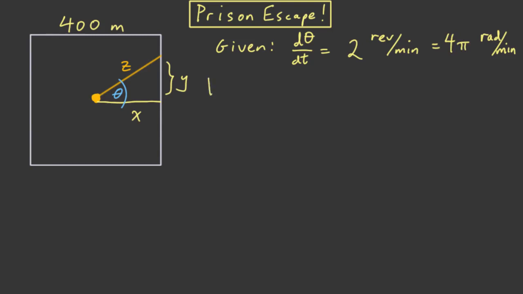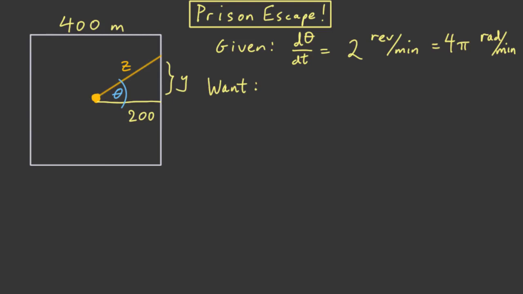And now, what do we want? Well, we have a few choices here. There's x, there's y, and there's z. But x, if you think about it, x never changes. It's always 1/2 of the side of this square, so it's 200. In fact, I'm just going to erase x and write 200, just so it doesn't bother us again.